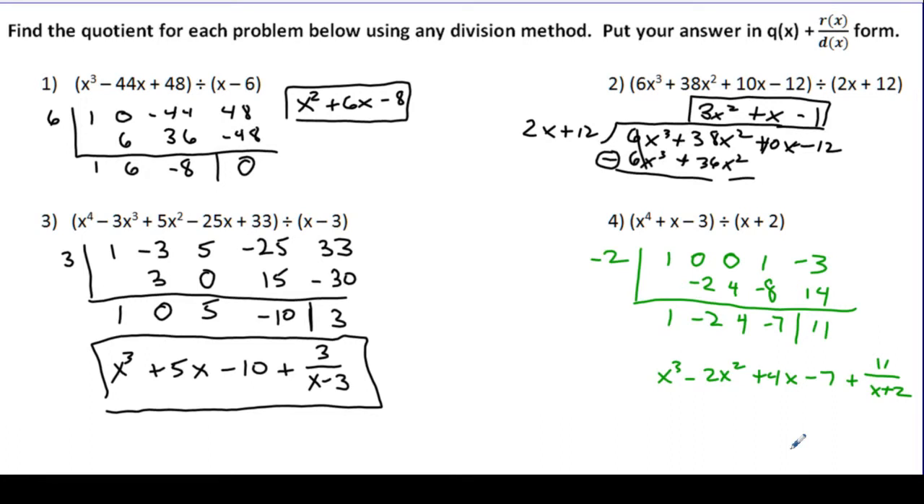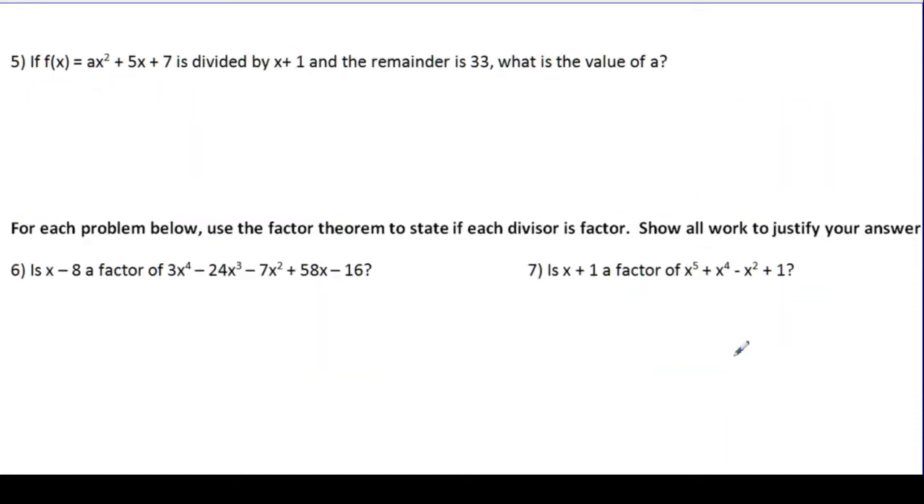Okay, so let's take a look at the next problem, which is just asking us, if we did our division problem and we know what the remainder is, we can kind of work backwards and find that a value. So this is a synthetic division problem. This is no different than anything else that you've done. Okay, I'm giving you an x plus 1 to divide by, which means I'm going to put a negative 1 on the outside. Okay, and on the inside, I have coefficients of a, 5, and 7.